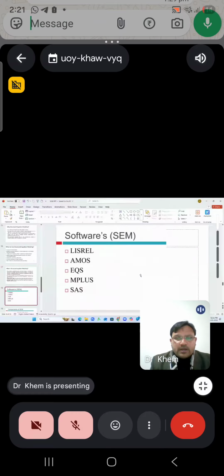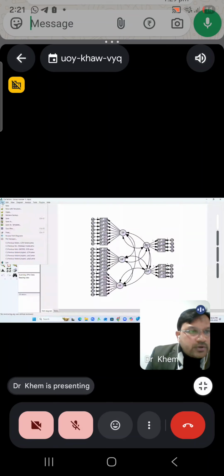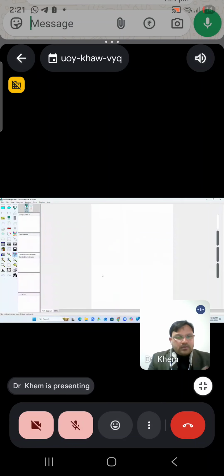So there are lots of softwares available in the market. Those who are applying SEM: LISREL, MOS, EQS, M plus, SAS. But the most famous is MOS. So now we're talking about components of MOS. I'll show you what kind of MOS files there are. This is new one, I'm just opening new. This one, right? So this is a new platform of your MOS.